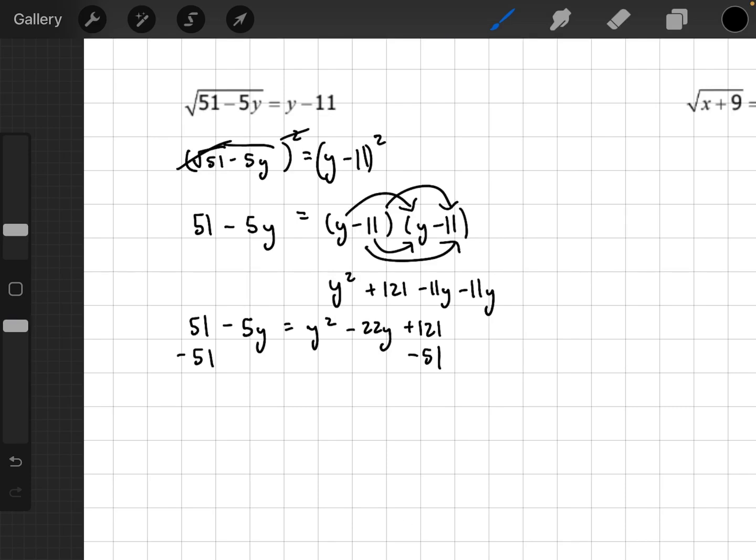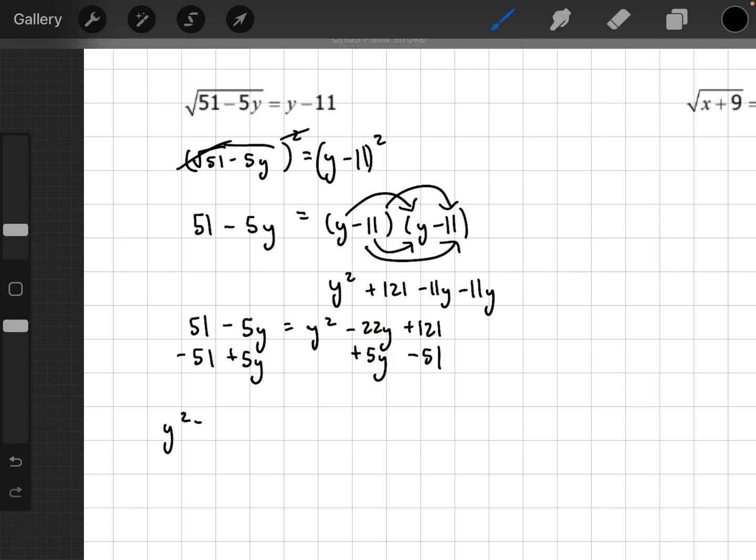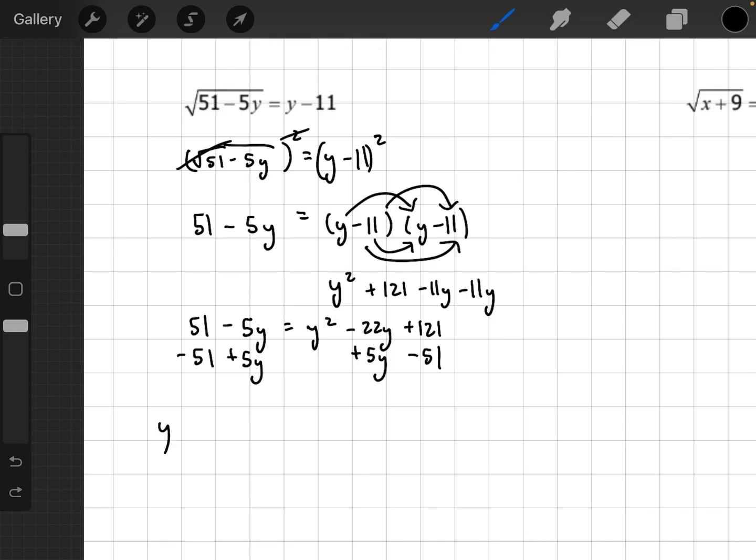And we have this term, negative 5y, so we're going to add 5y to both sides. So we have y squared equals, so now we have y squared, negative 22y plus 5y is negative 17y. 121 minus 51 is equal to positive 70, set equal to 0.